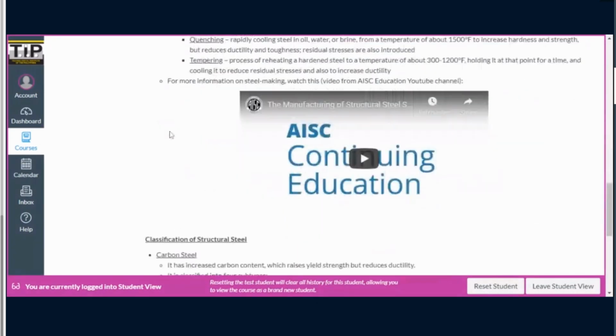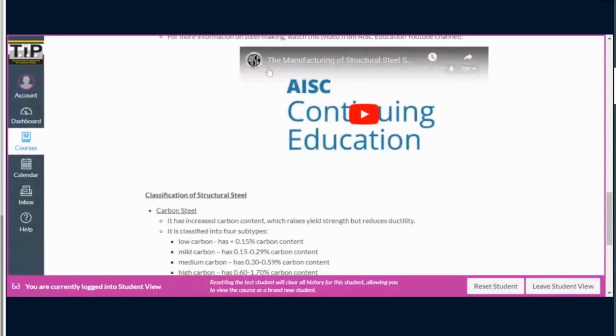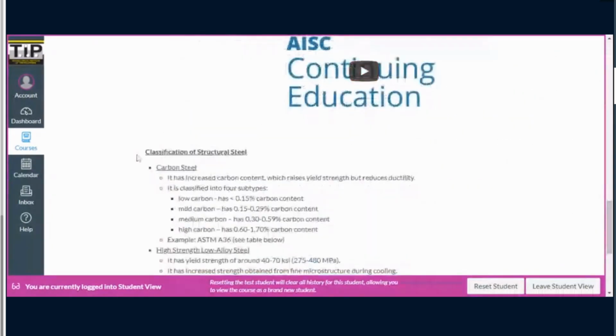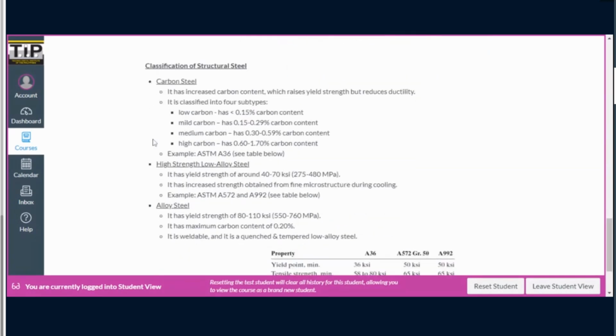So okay, before we proceed with the video, we will watch this. Based on this, we can classify structural steel depending. So the classification of steel will be either according to the chemical composition, which I will flash now, or according to its cross section. So we will discuss it later.